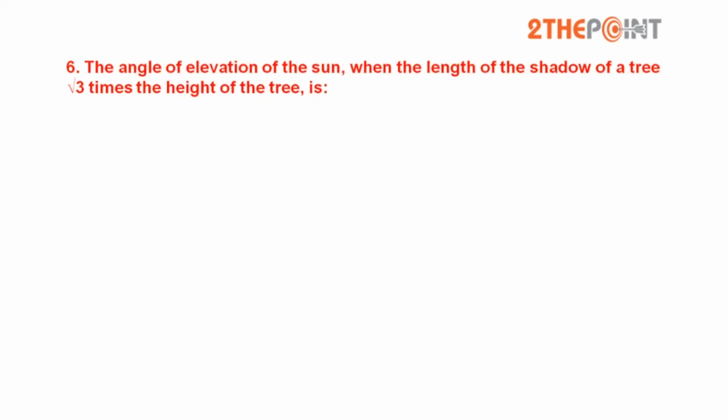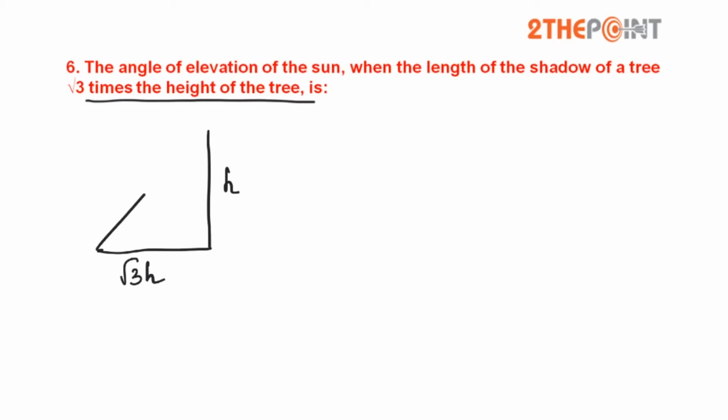Find the angle of elevation of the sun when the length of the shadow of a tree is root 3 times the height of the tree. It is said that we have a tree and the shadow of it is root 3 times the height of the tree. Let's take the height of the tree as h and its shadow as root 3h. And now this is a line of sight. The angle made here is theta. Here we have the value of opposite and adjacent.